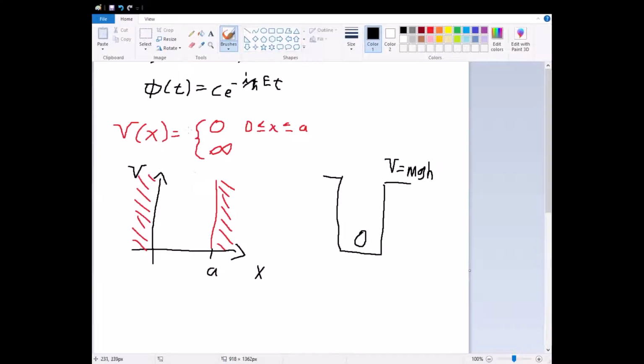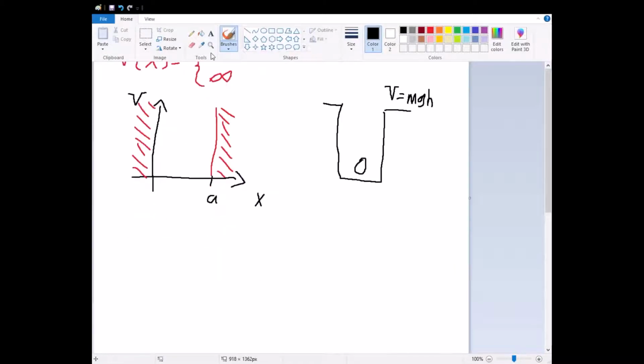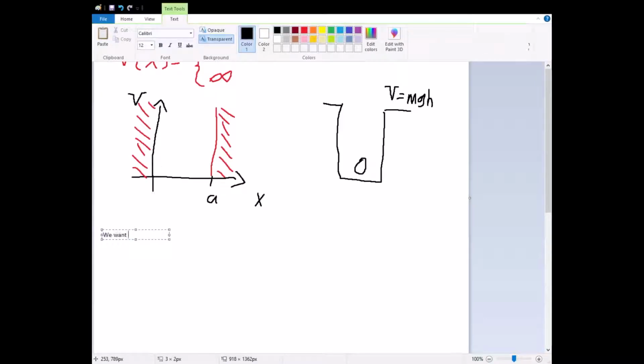So let's start by solving this physically impossible but very idealized system, where we have an infinite well with walls that go up to infinity and a ball that's stuck in the middle and can never go out. First off, let's recognize something. We want to find psi of x in two regions, inside and outside of the well.